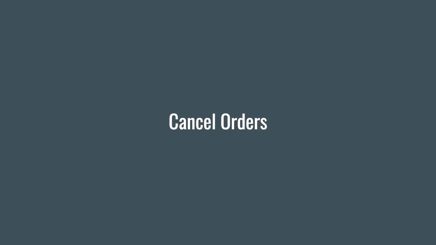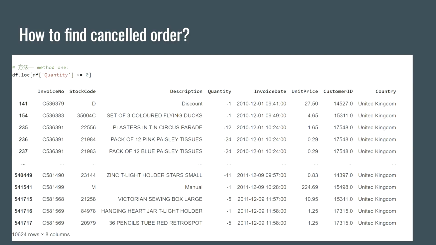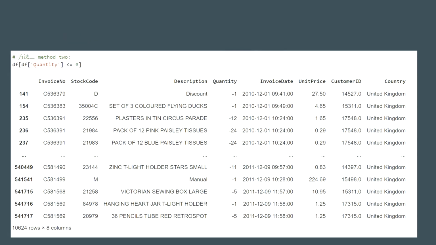So now we will talk about canceling orders. There are two methods, but we are going to use this function. This function will filter the rows to find the quantity that is less than 0, and you can see at the bottom that the total cancelled orders are 10,624 orders. This is the other method to find the cancelled orders.